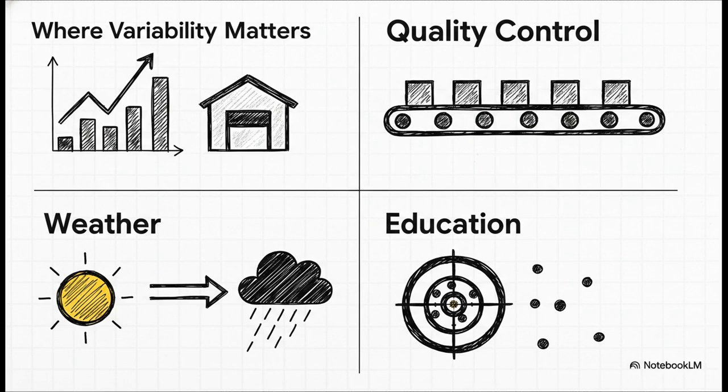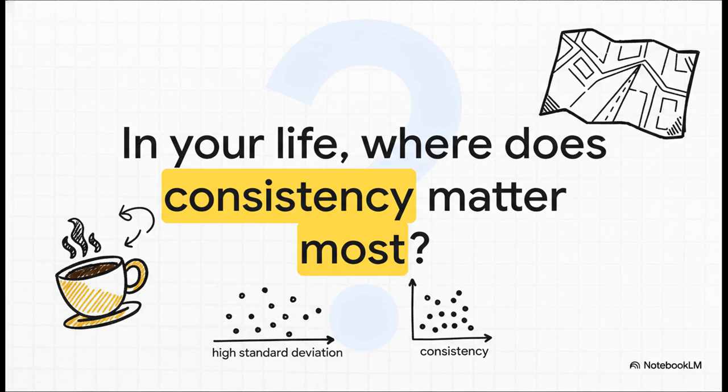It's everywhere. So the next time you hear an average, I want you to stop and ask yourself, what's the story of the spread? From the coffee you drink every morning to the commute you take to work, variability is all around us. And that leaves me with one last question for you to chew on. In your own life, where does consistency, that low standard deviation, matter the most?